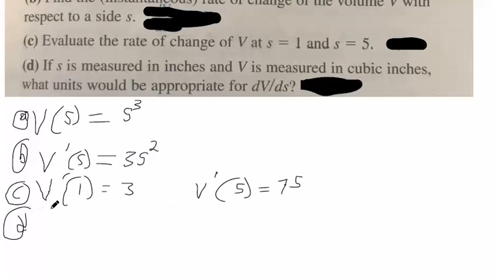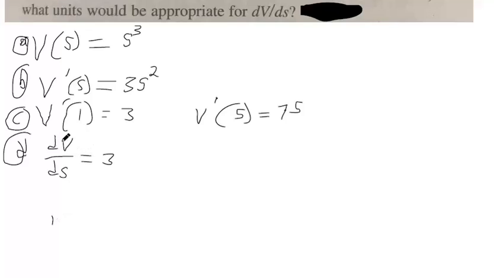So when you took a derivative of volume, you found, this is shorthand notation, right? The long notation would be dV over ds. The rate of change of the volume with respect to the side length. So dV ds equals 3. In other words, the units of volume is inches cubed, right? And then s is kind of coincidental here.